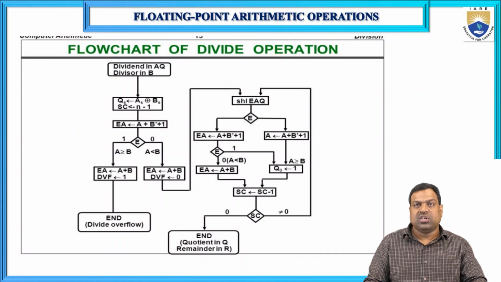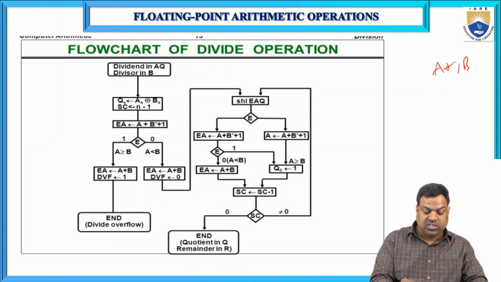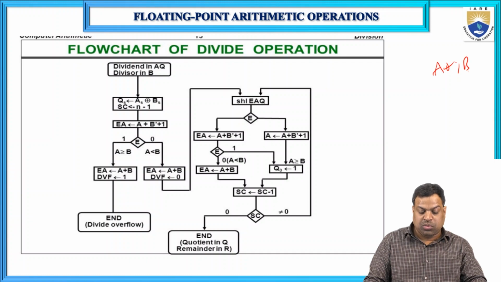Flowchart of divide operation: dividing in AQ, division with B. So I am taking AQ and B. We are dividing the two. So it is a flowchart of the divide operation.